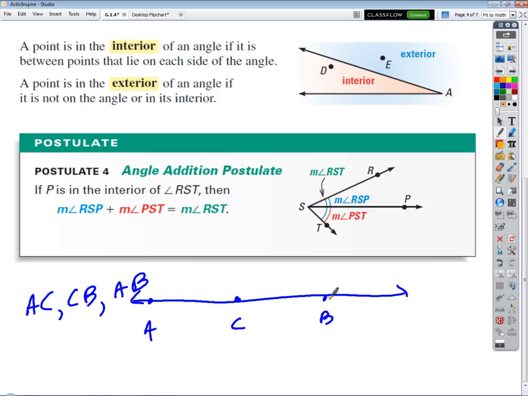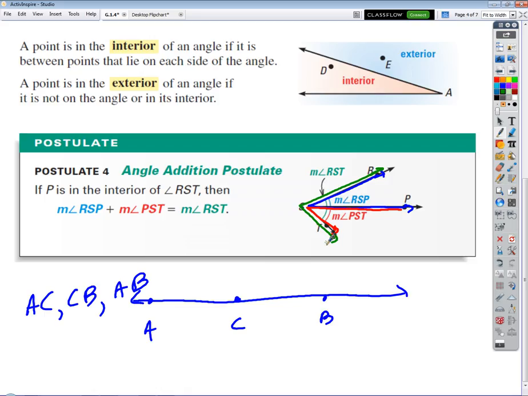If we have two what we would call adjacent angles, two angles that share one side, like in this case we've got angles R, S, P, right? And we've got angle P, S, T. What do you think the measures of those angles, how are they going to relate to the big angle R, S, T? Same way, right? Same way.